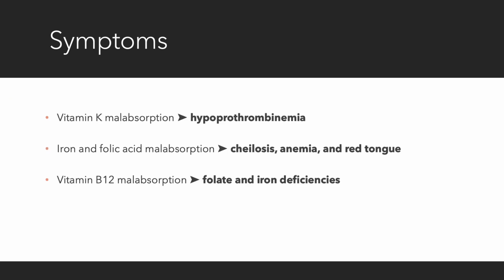Vitamin K malabsorption leads to hypothrombinemia. In 1/3 of cases, iron and folic acid malabsorption is manifested as cheilosis, anemia, and smooth red tongue. Vitamin B12 absorption is impaired in those with extensive ileal disease, and folate and iron deficiencies are very common.